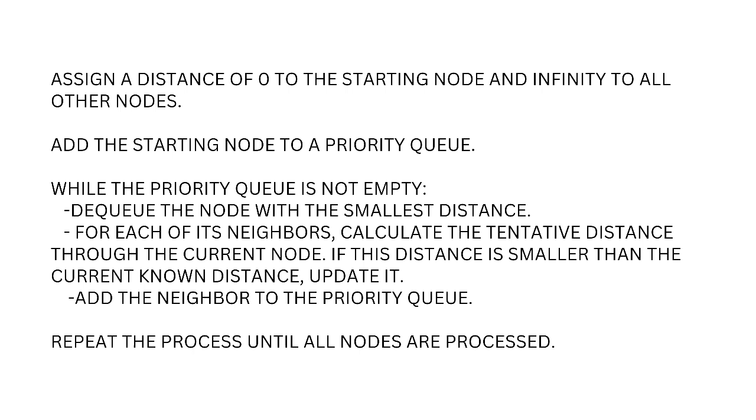So what is the basic process? There are four steps to it. First, assign the distance of 0 to the starting node and infinity to all the other nodes. Second, add the starting node to the priority queue. Third, while the priority queue is not empty, dequeue the node with the smallest distance. For each of its neighbors, calculate the tentative distance through the current node. If this distance is smaller than the neighbor's current distance, update it and add the neighbor to the priority queue. Fourth, repeat the process until all the nodes are processed. This is what the four step basic process of Dijkstra's algorithm looks like, however it's pronounced.